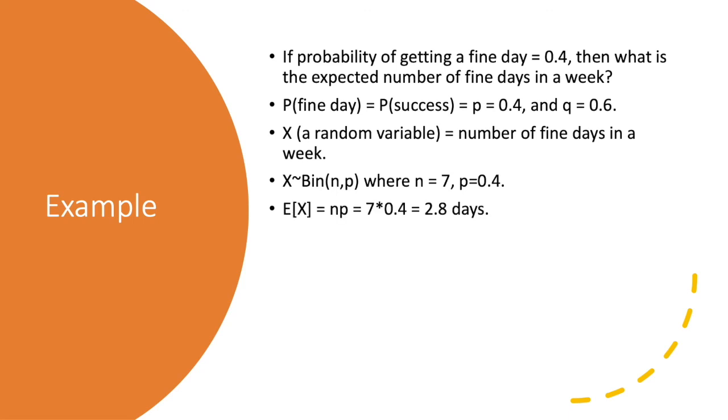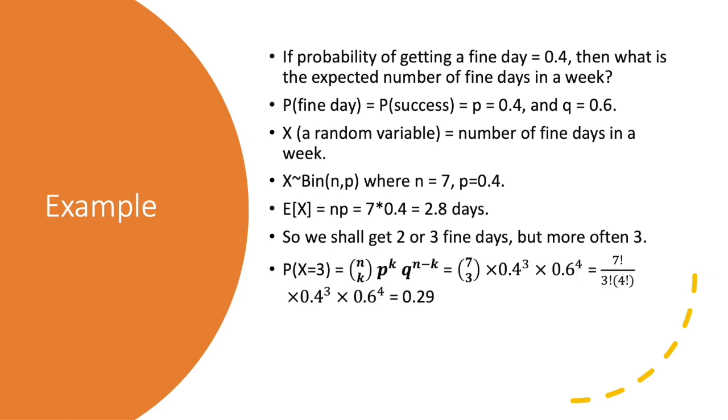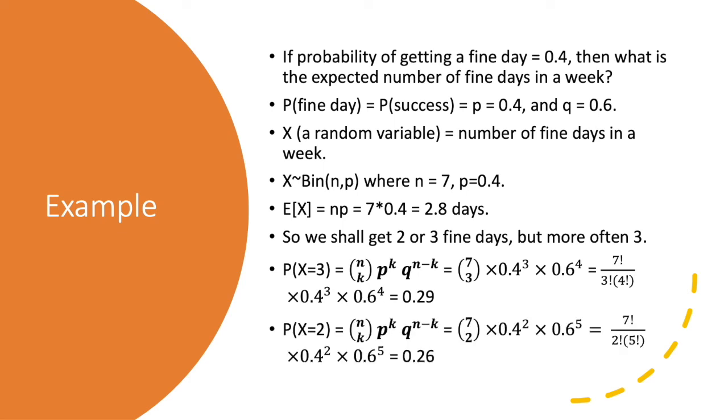We know the formula for expected value of a binomial distribution is n times p. So the answer is just 2.8 days. This means we shall get 2 to 3 fine days, but more often we'll get 3 fine days. We can verify that by checking the probabilities of getting 2 or 3 fine days. So first, we check the probability of getting 3 fine days. You can go through the calculations yourself, but the answer is 0.29. Likewise, the probability of getting 2 fine days equals 0.26. So getting 3 fine days is more likely.